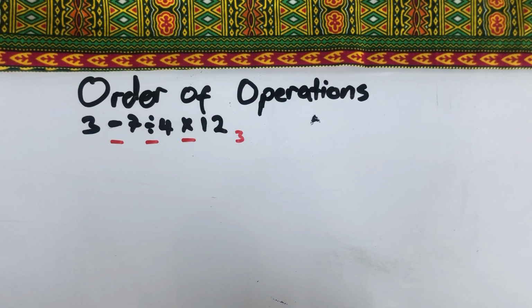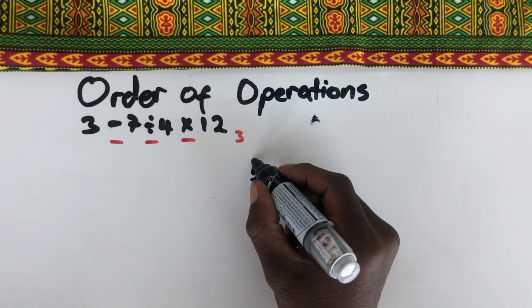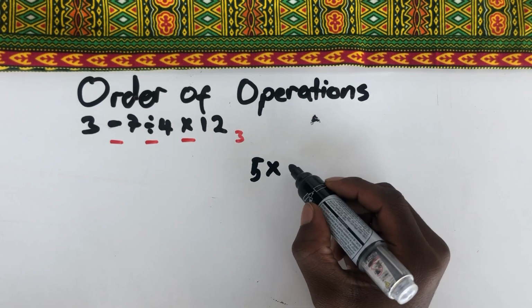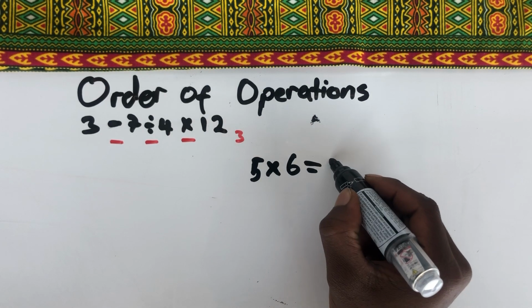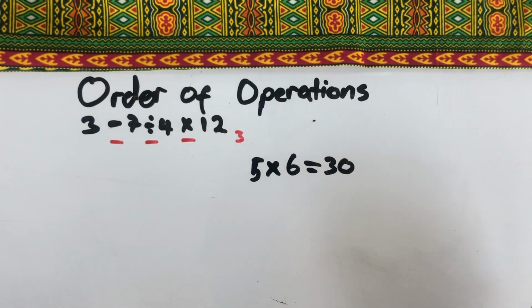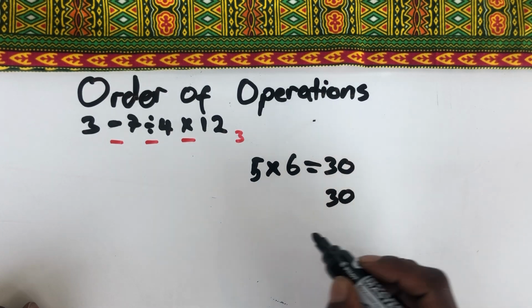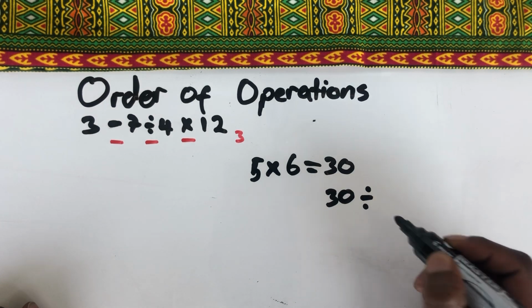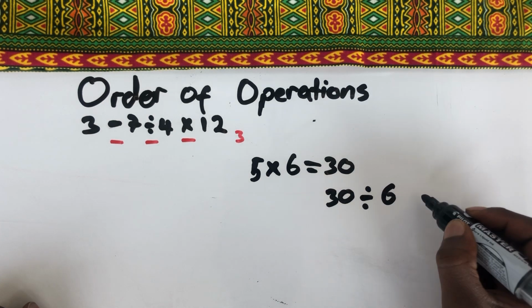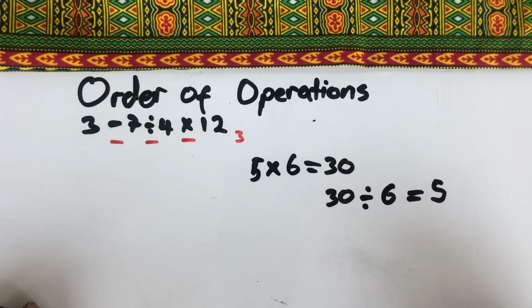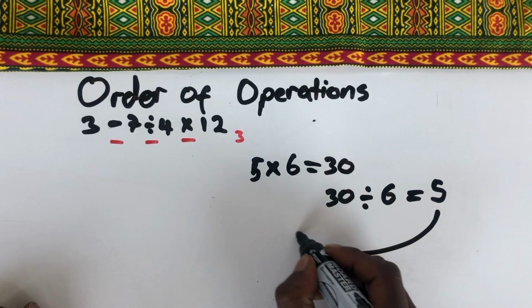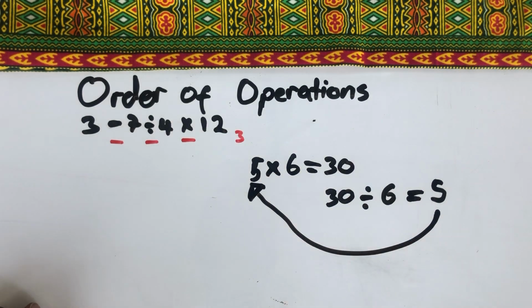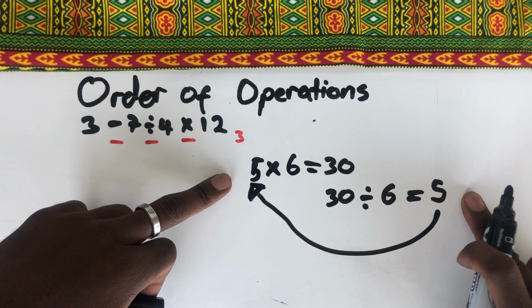If we look at this example here, 5 multiplied by 6 gives us 30. Similarly, if we take that 30, the opposite of multiplication is division, so 30 divided by 6 gives us 5. As you can see, we've gone right back to where we started. That shows us that they are undoing each other.